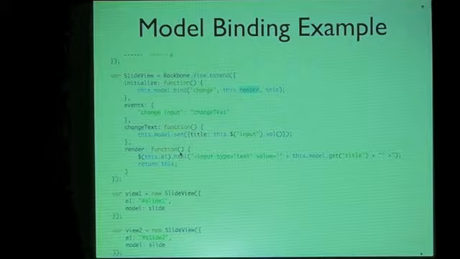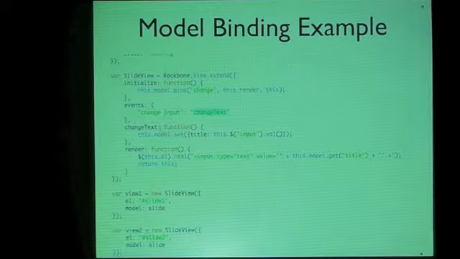And then let's look at my render. What am I actually going to render? I'm going to render an input field, a text field. And for the value of my text field, I'm just going to render my model's title into that. And then I'm going to set up an event. I'm going to say anytime a change occurs on an input field within my view, call the change text function.